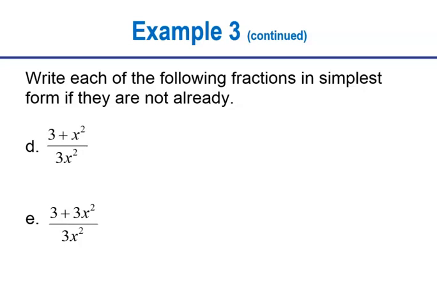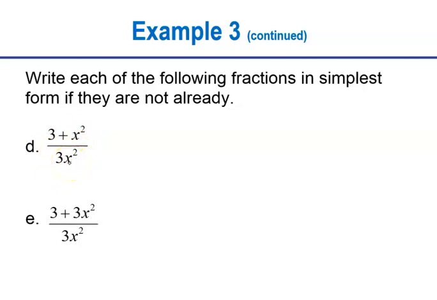Now D might have sent you in a bit of a tailspin. When I'm looking at the numerator, I'm trying to see if there's a way that we can factor this. And there is no greatest common factor between 3 and x squared. They don't have any common factors. Now I know you see the 3 in the denominator, but those do not cancel. Neither do the x squareds.